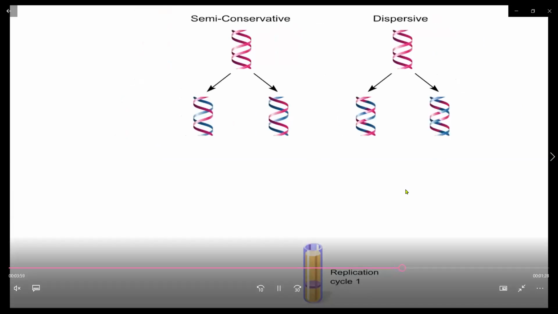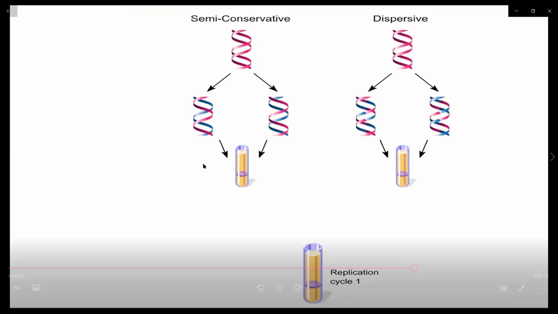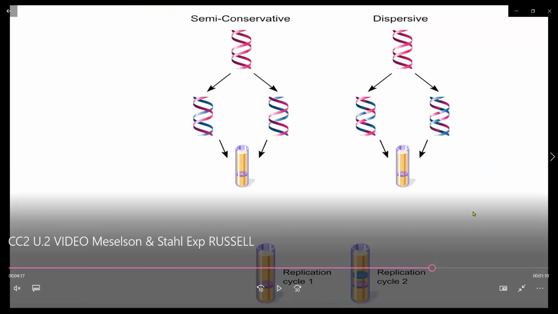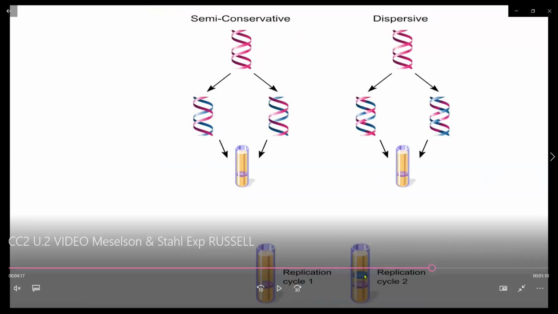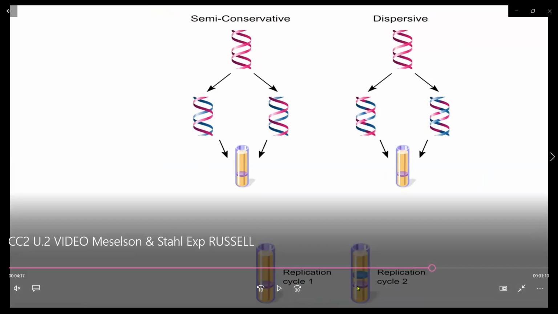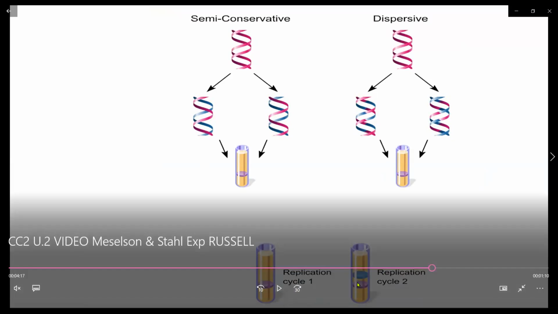So now we concentrate on these two pathways. Since replication cycle 1 showed intermediate density, and as hypothesized, both are showing intermediate density, they were not sure what would be the case. Now move on to replication cycle 2. Look at the result. The result is showing that there is one band of light density and one band of intermediate density.